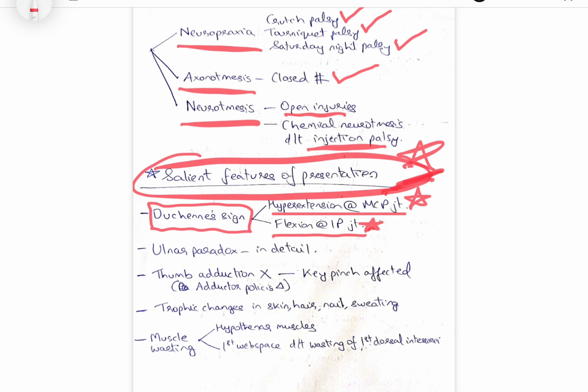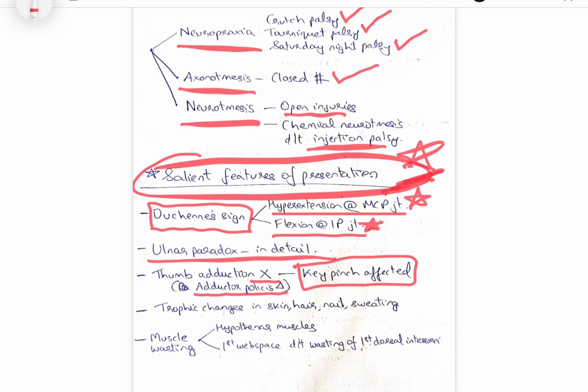Depending upon the level of lesion, depending upon coexisting nerve injury, it could be partial clawing, or it could be complete clawing. That depends on the level of lesion. Next salient feature is ulnar paradox, that we are going to discuss in detail. It is a very lovely concept, we are going to discuss it in subsequent slides. Then there is a loss of function of adductor pollicis. So thumb adduction becomes weak or absent, and what does it lead to? It leads to the key pinch getting affected. The key pinch function of adductor pollicis gets affected.